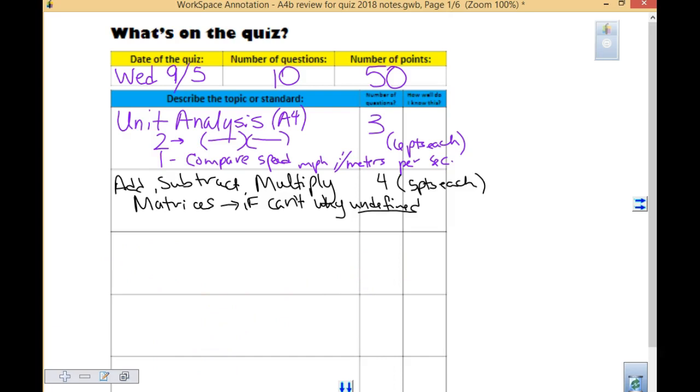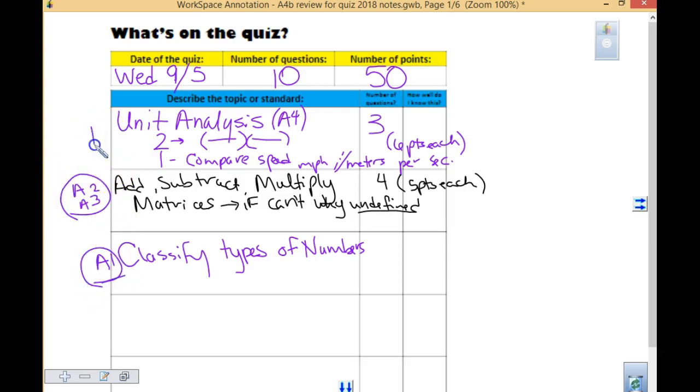Then you're going to be asked to classify. So if we are going to classify the types of numbers, kind of like that activity you did in class, I'm going to be asking you, is it rational, is it irrational, is it a whole number, list the different categories. So this is kind of lesson A1. This was A2 and A3, add, subtract, multiply. These are our 4 units that we've covered so far, A1, A2, A3, and then this was A4. So classifying the numbers, there's 1 question, it's 4 points.